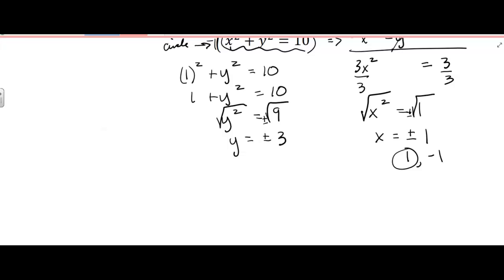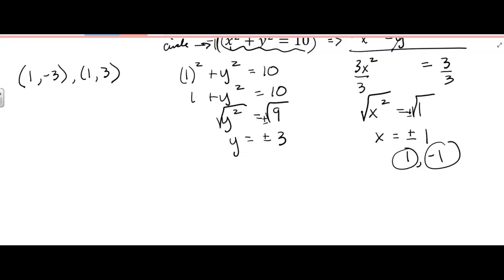So where am I going to write my answers? I'll write them over here. 1 and -3, that's a solution. And then 1 and +3 is another solution. Okay? All right, so that's two solutions.